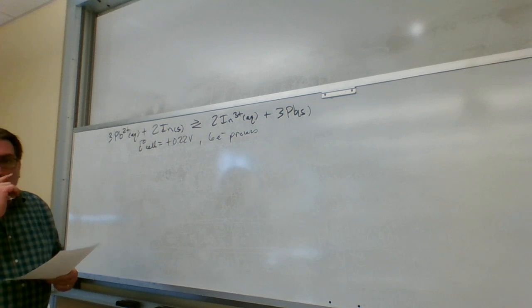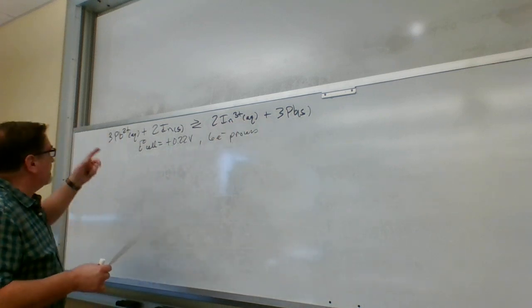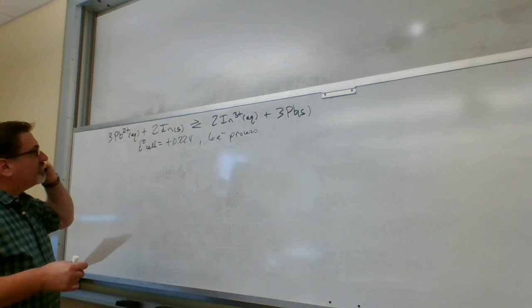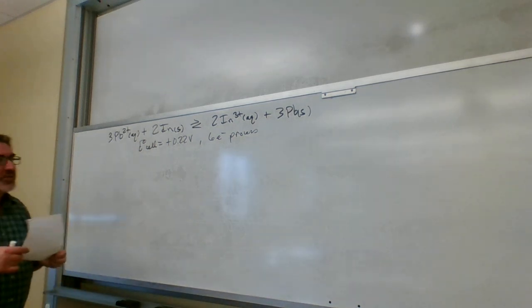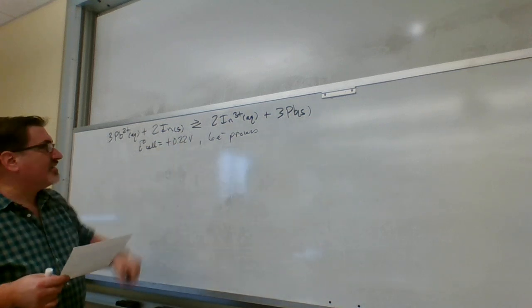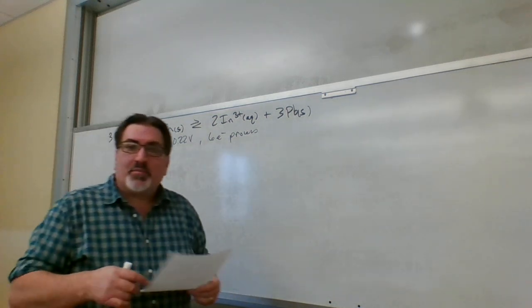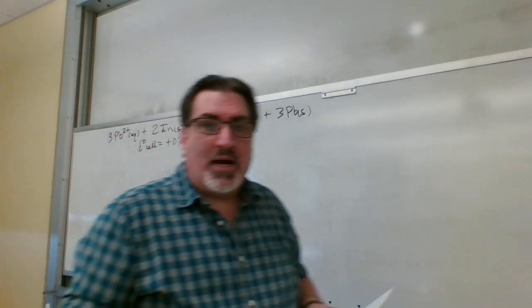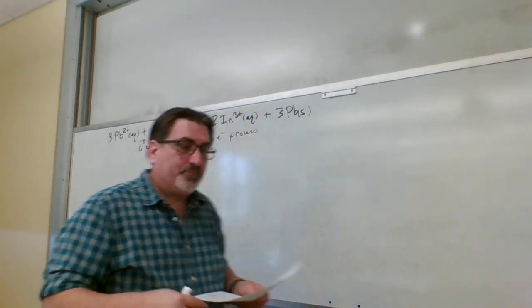I'm going to do one more example with our lead and indium reaction that we had before. So it's 3 Pb2+ aqueous plus 2 In as a solid makes 2 In3+ aqueous plus 3 Pb as a solid. Still plus 0.22 volts for E0 of the cell, and it's a 6-electron process. But now I'm going to push you just a little bit, and we're going to solve with the Nernst equation, but we're not solving for E cell.